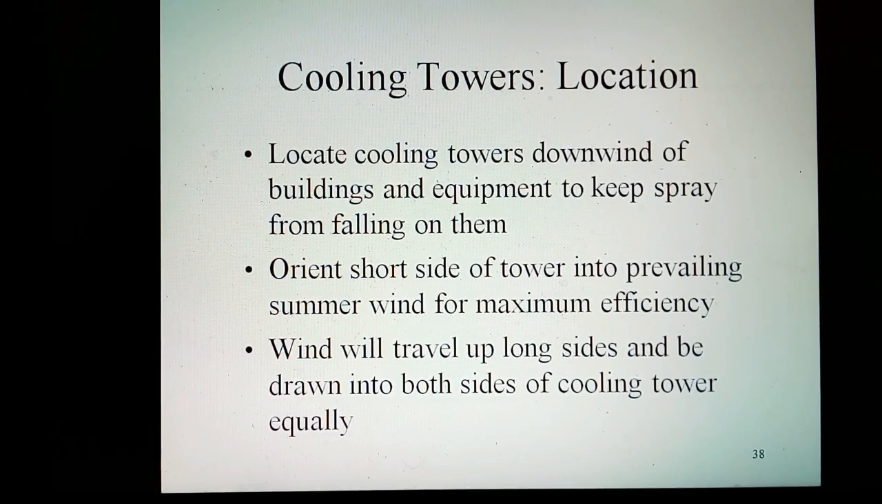Location of cooling towers. Locate cooling towers downwind of buildings and equipment to keep spray from falling on them. Orient the short side of the tower into the prevailing summer wind for maximum efficiency. This means that the wind will travel up the long sides and be drawn into both sides of the cooling tower equally. When the wind is allowed to blow directly into one long side, it tends to blow straight through and results in lower efficiency. Locate cooling towers a minimum of 100 feet or 30 meters from process units, utility units, fire equipment, and process equipment.